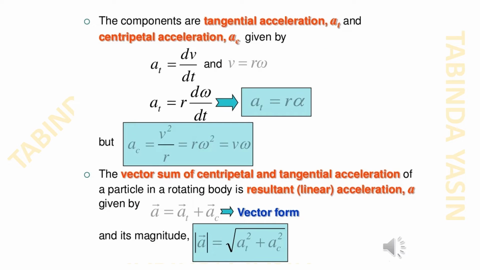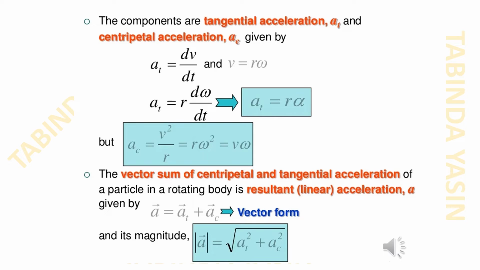The components are tangential acceleration a_t and centripetal acceleration a_c. a_t is equal to dv over dt, that is the rate of change of velocity with time, and v is equal to r omega. If we substitute v is equal to r omega in place of v, we get a_t is equal to r into d omega by dt. As we know that d omega by dt is the rate of change of angular velocity, that gives the angular acceleration. So we replace d omega by dt with alpha, and we can write a_t is equal to r alpha.